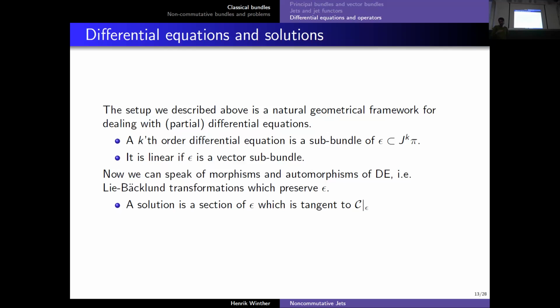So anyway, we can also formulate what a solution is in these terms, and there are several ways to do it. One way is just to say that it's a section of the smaller bundle which prolongs into a section of the differential equation. Or you can say that it's a section which is tangent to the Cartan distribution restricted to, or constrained to, your equation.